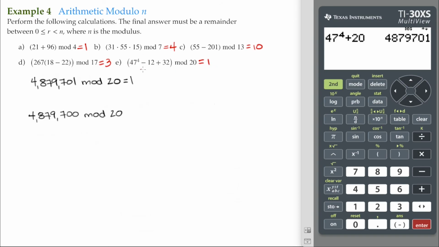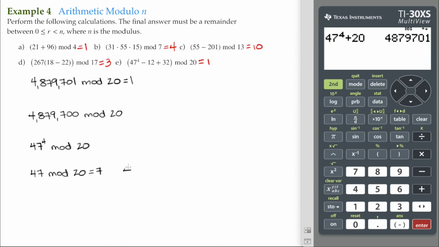But let's check out some of these parts, especially the 47 to the fourth power. 47 to the fourth power modulo 20. We can break this up into parts also. What is 47 to the fourth power? 47 times 47 times 47 times 47. It's just multiples of 47. So let's just do 47 mod 20. 20 goes into 47 2 times with 7 left over. So 47 mod 20 is 7.